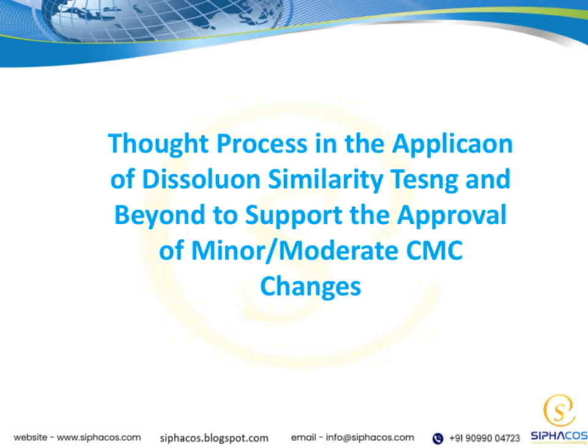When we're considering changes to the manufacturing process or formulation, those minor or moderate modifications, we need a systematic approach to determine if these changes will impact the product's performance. That's where dissolution similarity testing comes into play. The core idea is to compare the dissolution profiles of the current, or reference, product with the modified version. If the profiles are sufficiently similar, we can reasonably conclude that the change will not negatively affect the drug's performance.